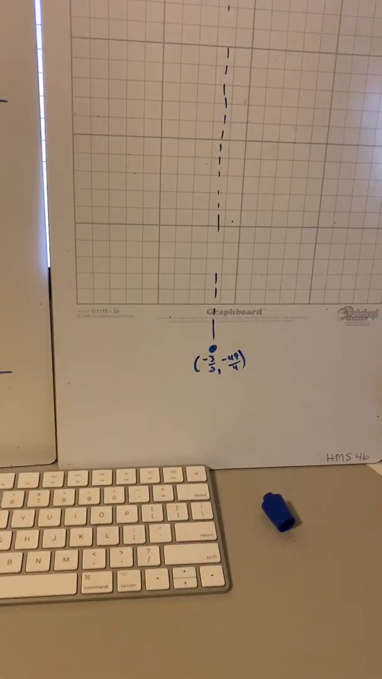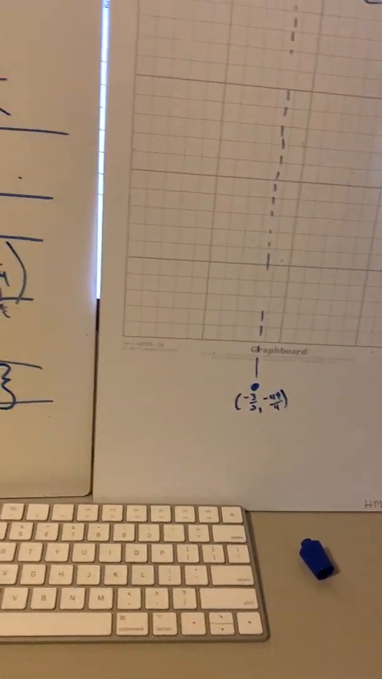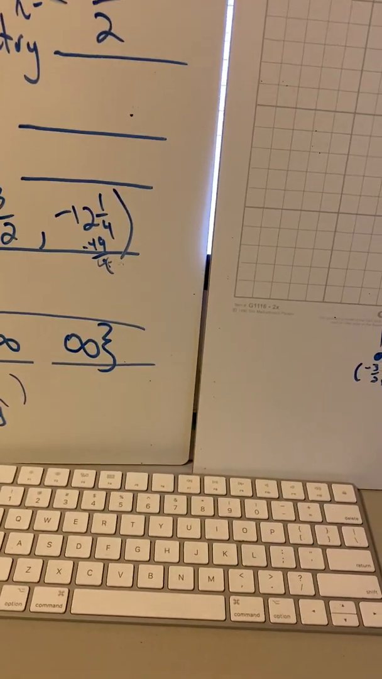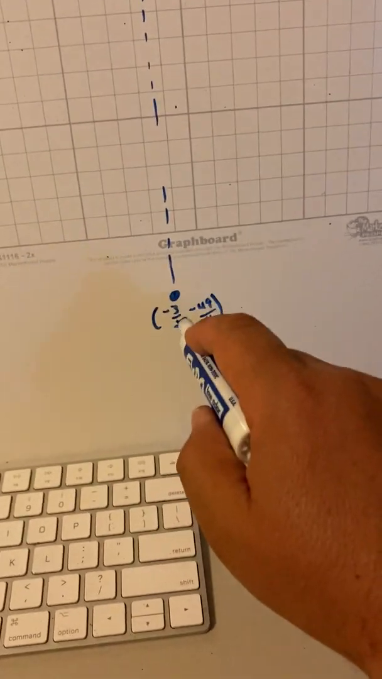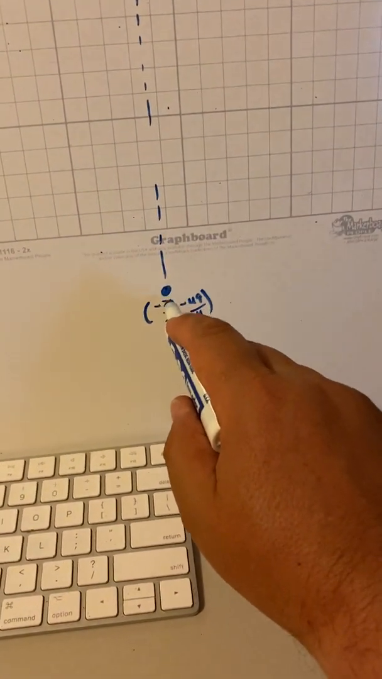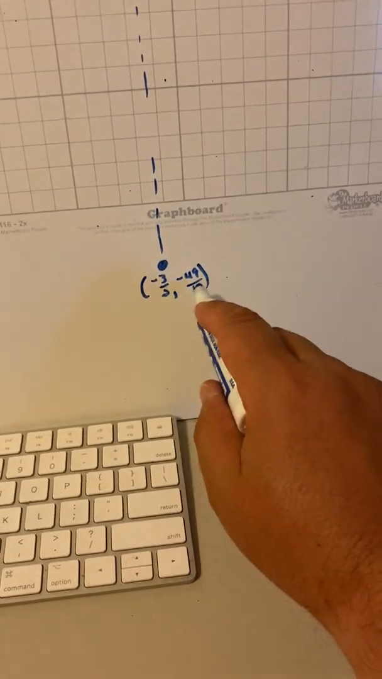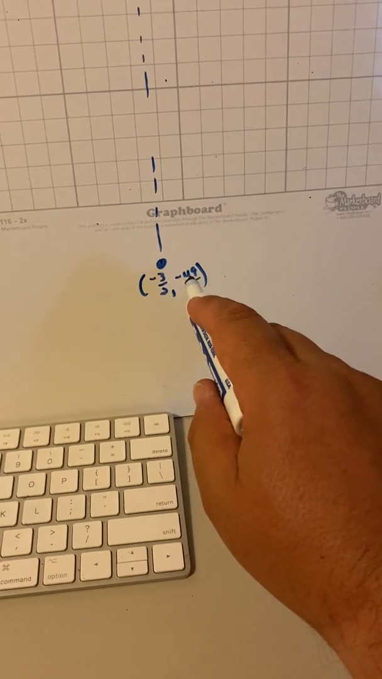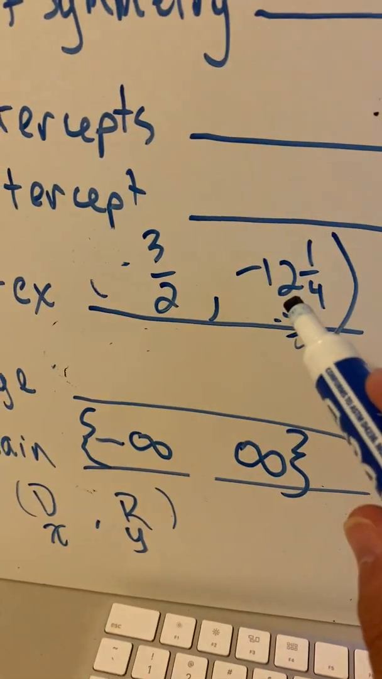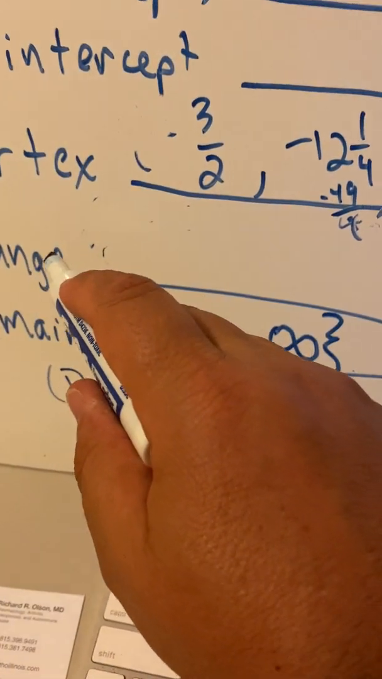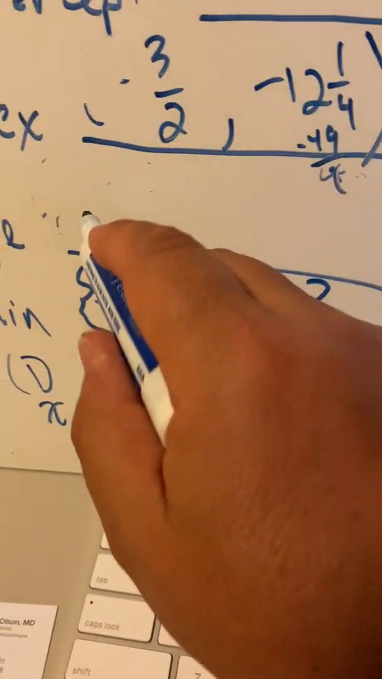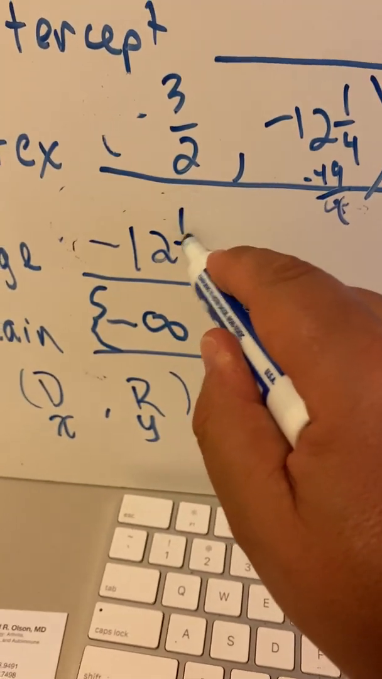Now your y values are dependent upon what you put in for x. They don't have an unlimited amount. On the y-axis, you only go down this far, down to negative 49 over 4. That's the lowest, because remember we found it's a minimum, so that creates your range of y values. The lowest you can go is negative 12 1/4.